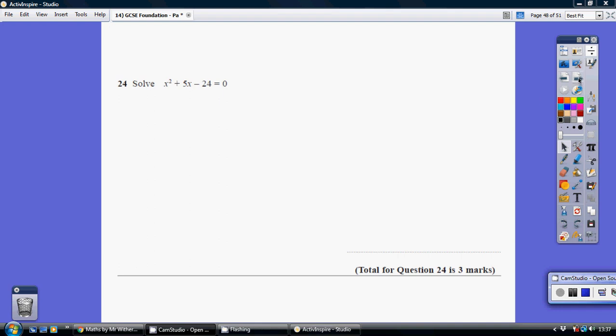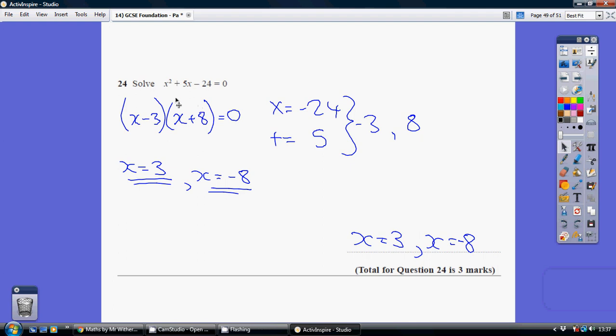Question 24. Now there are two ways to solve this. You could either use the quadratic formula or you can factorize. Now I've chosen to use the factorizing method because I think that's easier.